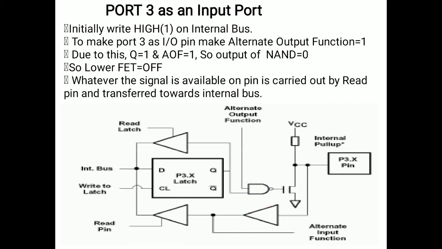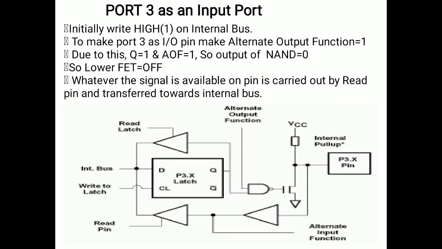One input is from this D type latch, and one input is from the alternate pin function, as two functions are there, either this or IO. If we consider input only, we should make this 1. This is applied to one input of the NAND gate. And one more important thing: in case of using port 3 as an IO port, you should make the alternate pin function 1. What do you have to do with this signal? You have to make it 1. So when we make the alternate pin function 1, and here also 1.